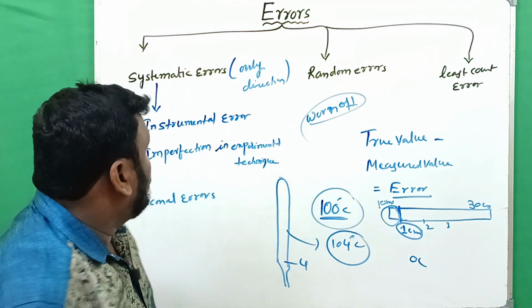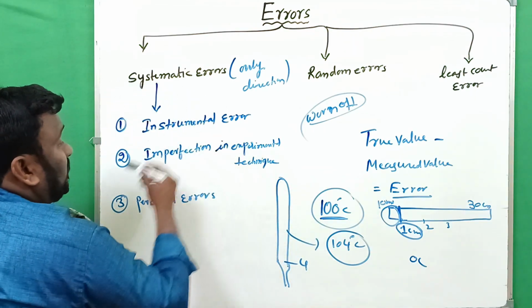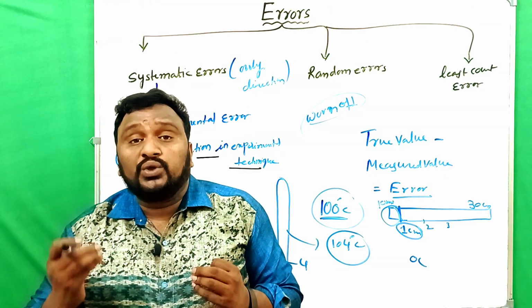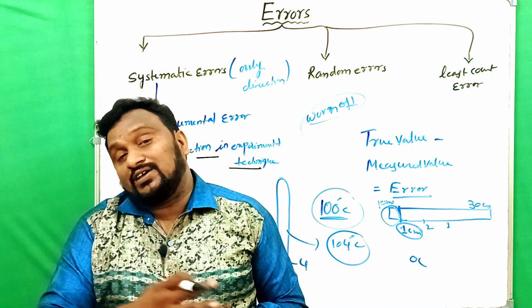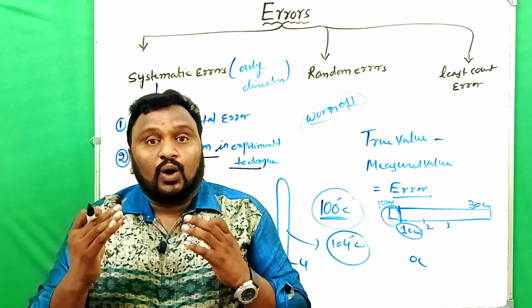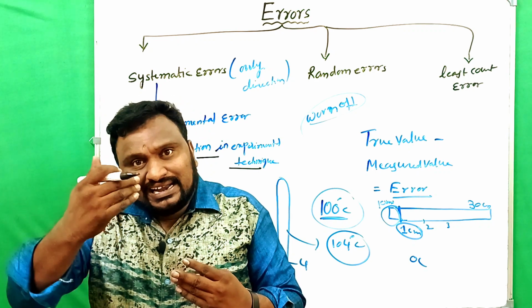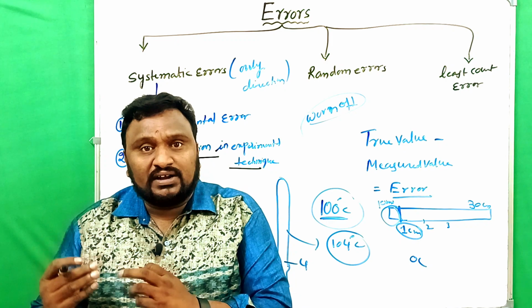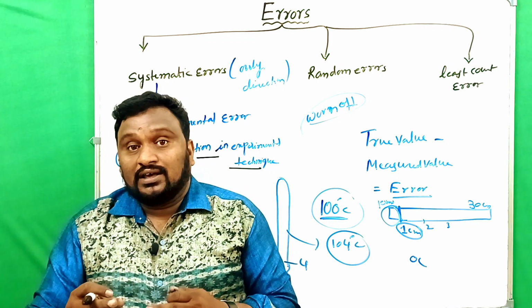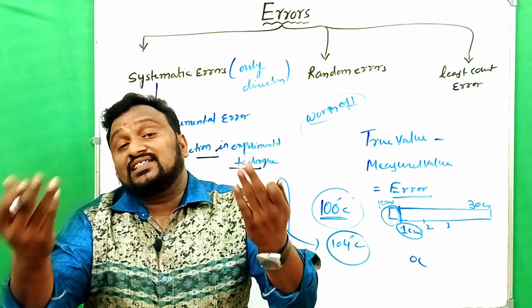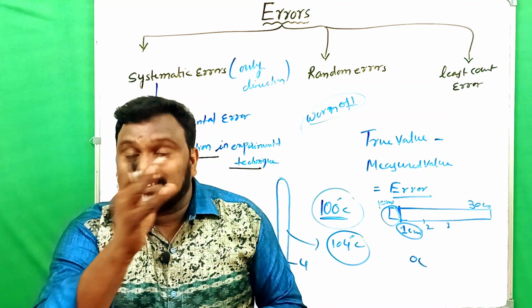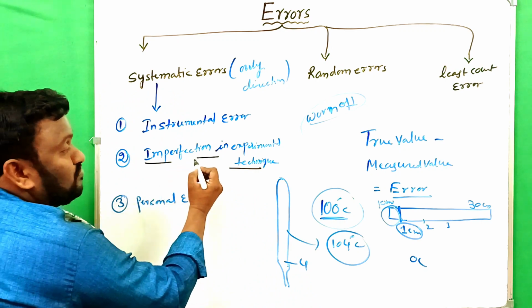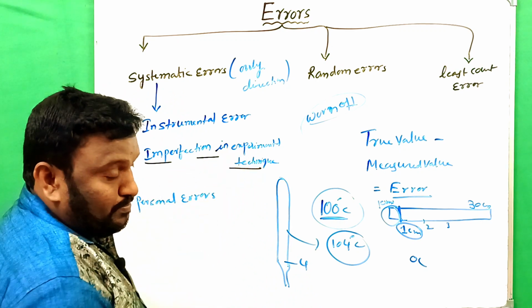See, the second one, instrumental error, is over. Now, imperfection in experimental technique. We have to use the apparatus in a proper way. Then obviously there is a possibility of getting fewer errors. In whatever way we have to use the instrument, in that way only we have to use it. Other than that, if you use it in any other manner, some errors arise. They are the errors due to the imperfection in experimental technique.